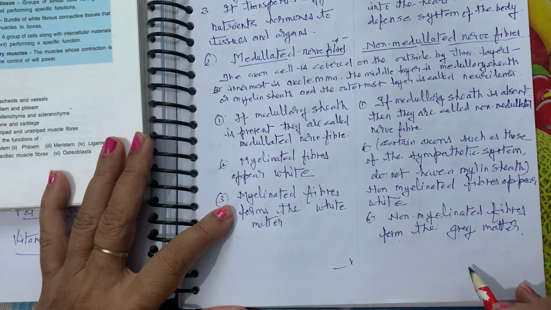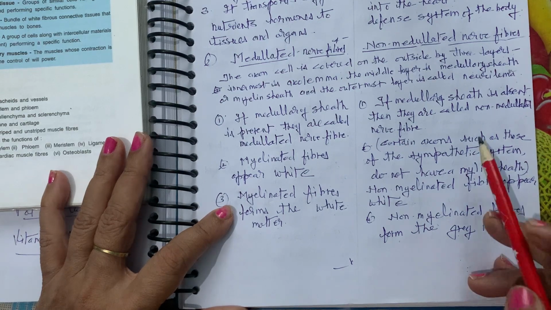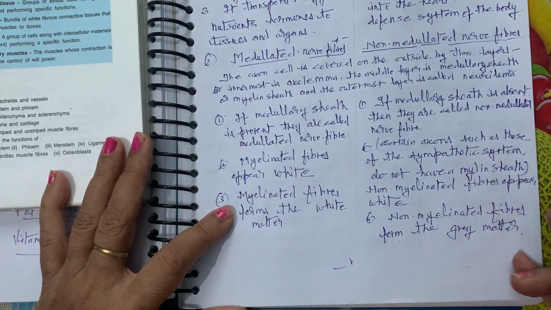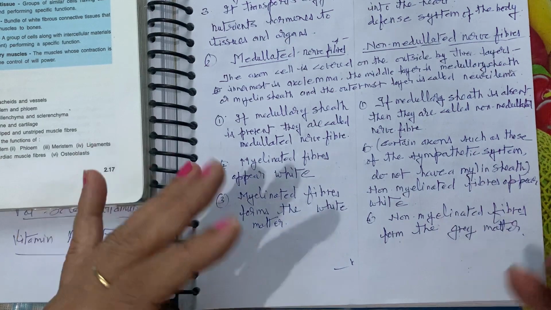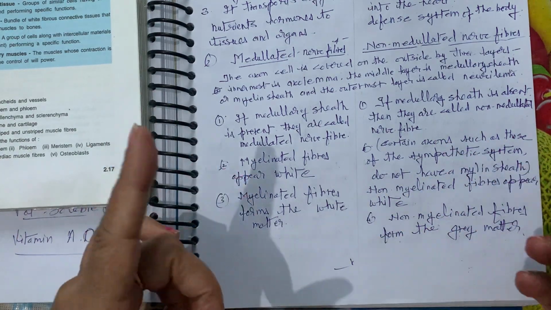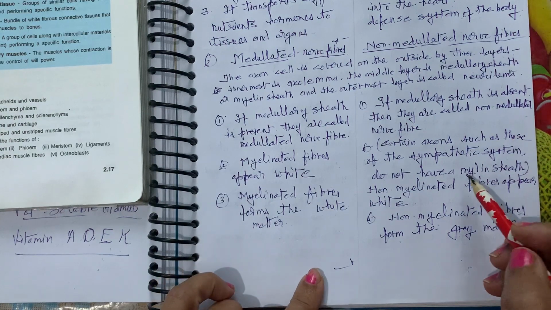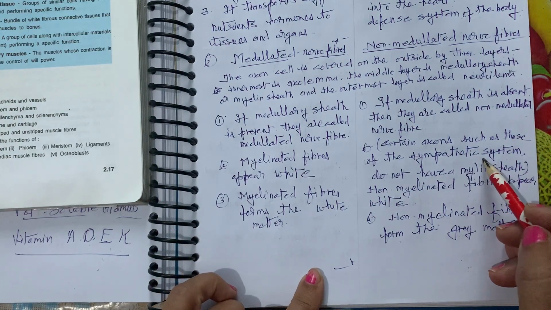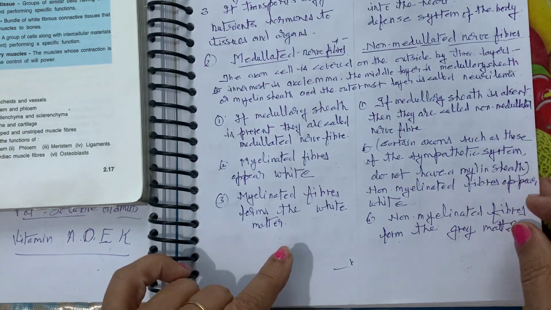In the gray matter, non-medullary sheaths are present, and non-medullary sheaths are also found in the sympathetic system. Those nerves which are governed in the sympathetic system are also non-myelinated or non-medullated nerve fibers. I hope it is clear to you.